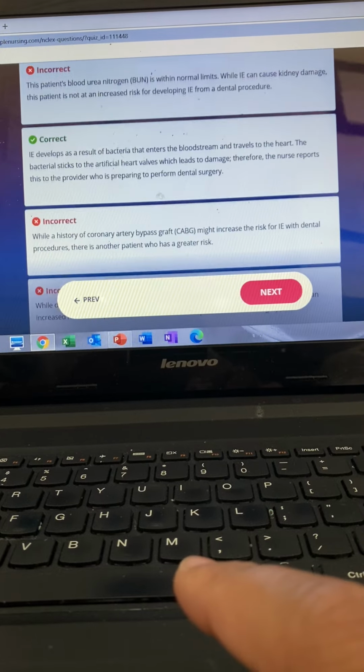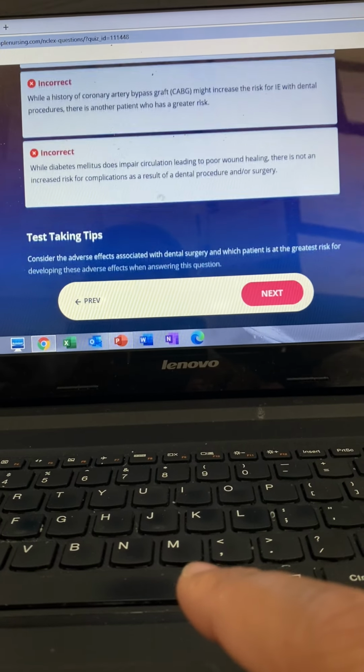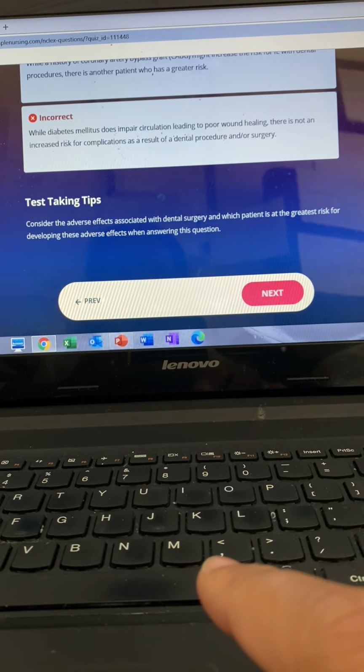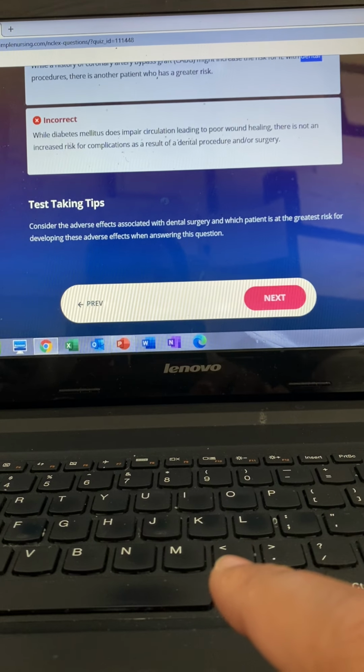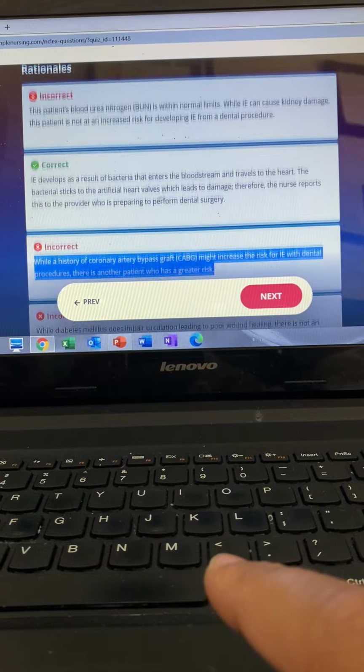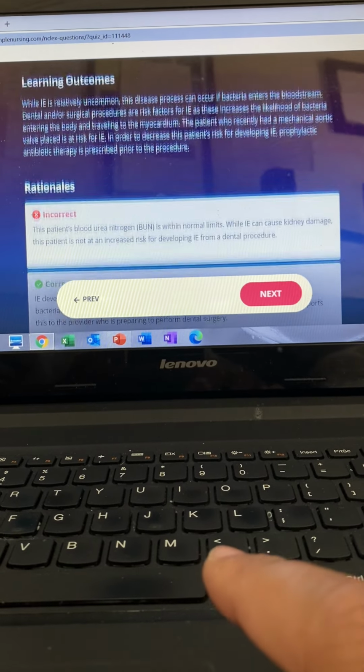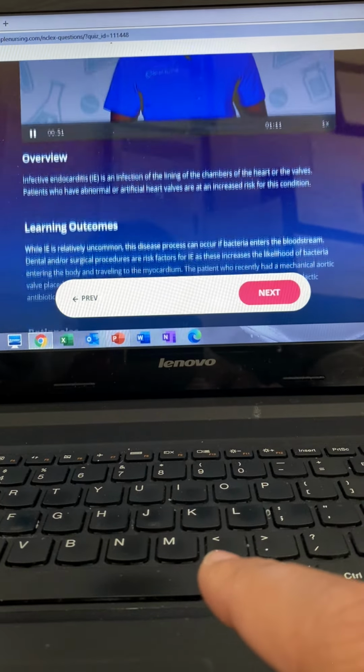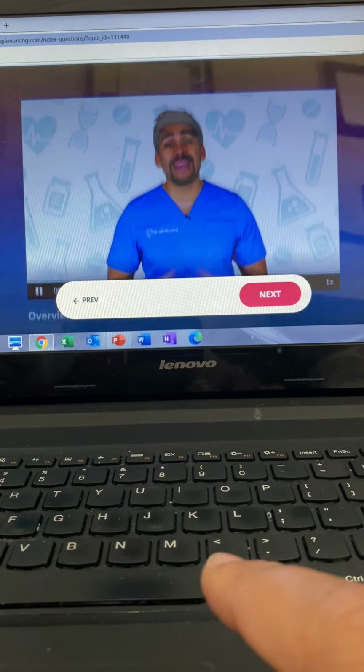So option number 1 is incorrect. Guys, the BUN is within normal limits here. Now option number 2, big red flag, that's correct. Mechanical valve replacement, increased risk for endocarditis. That patient needs antibiotics first, and they might be on blood thinners as well.